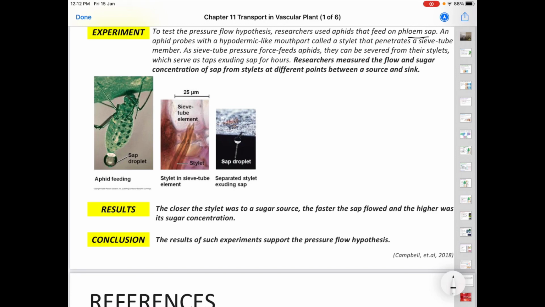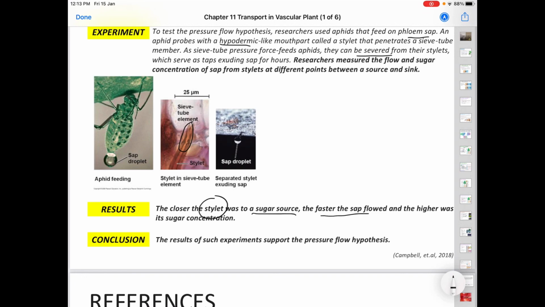An aphid probes with a hypodermic-like mouthpart called a stylet that penetrates a sieve tube member. Because of the sieve tube pressure, force-fed aphids can be severed from their stylets, which serve as taps exuding sap for hours. When there is a very high pressure, the hypodermic mouthparts of this aphid can be severed if the pressure inside the sieve tube element is very high.